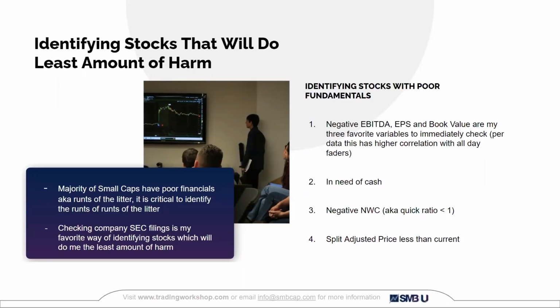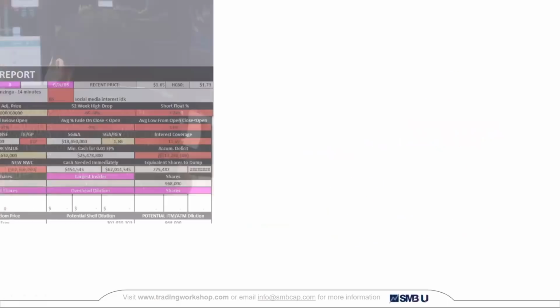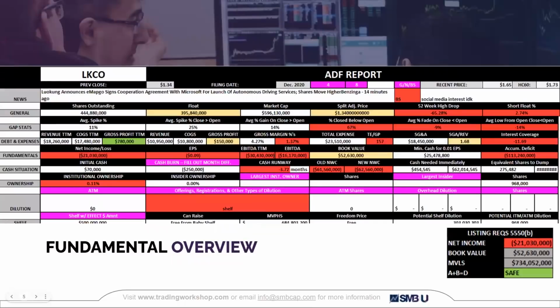And the split-adjusted price being less than the current price gives me an indication that they have diluted in the past, and it further reiterates the point that this company probably isn't that good of a company. So this is what I look at each day when looking for ADFs. It looks like a lot, but all of it's automated.